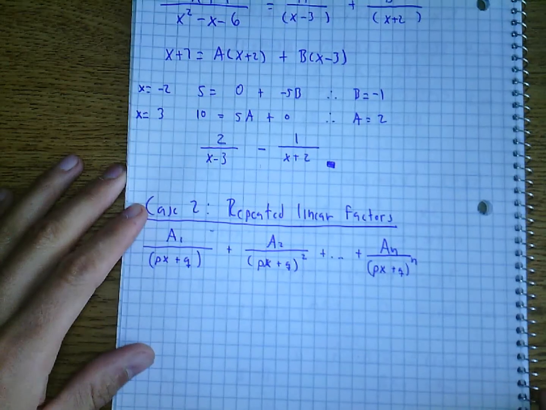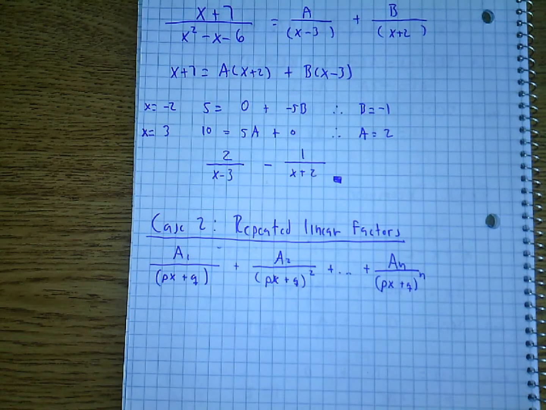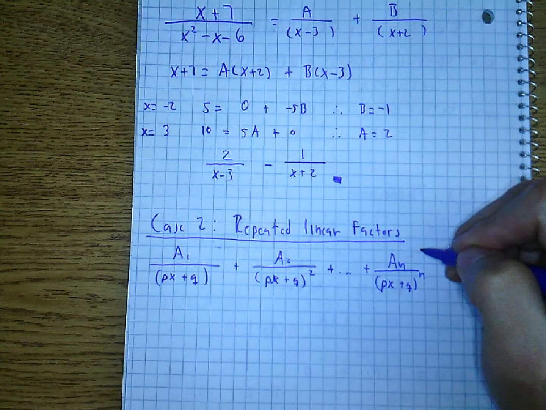Okay. So I have a question about case 2. It says that A is A to an, and then you use that n as an exponent for px plus q. What is that n? Is that like the number? Like what number? For example, if you repeat it 3 times, then this n would be 3. If you repeat it 4 times, then n would be 4.